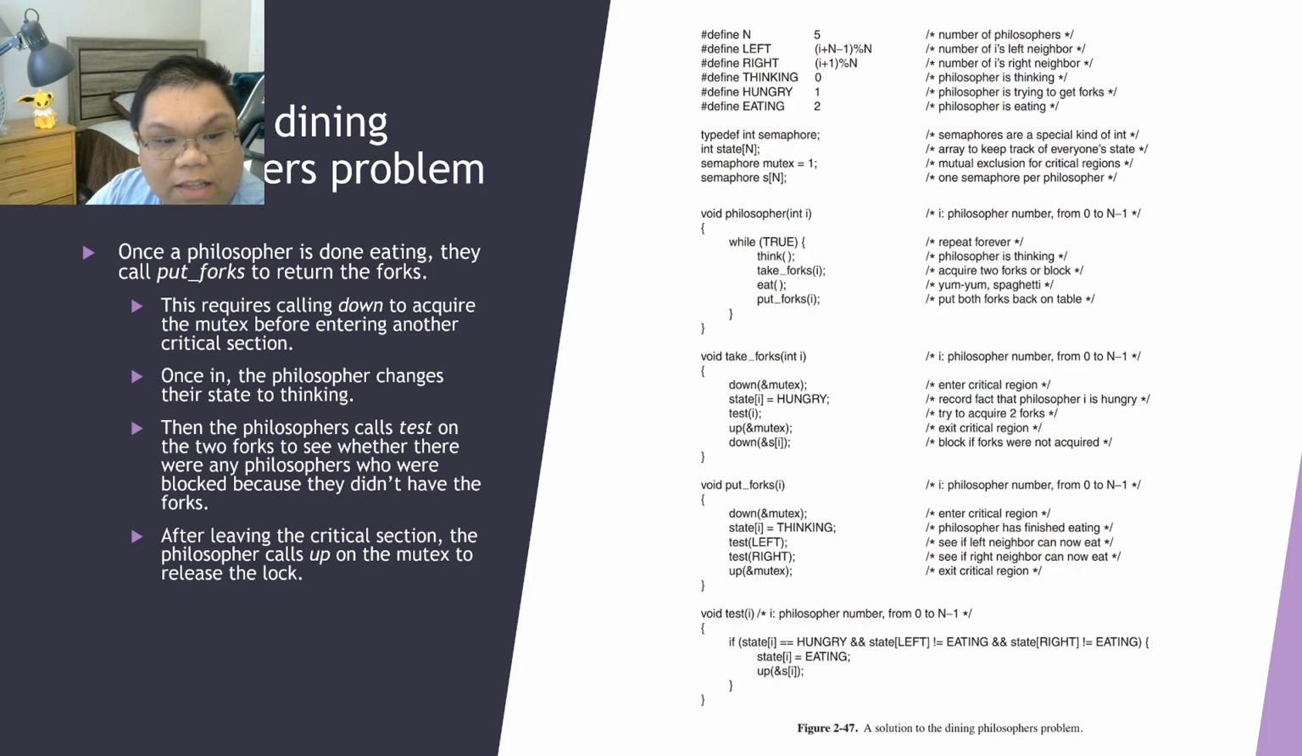Then the philosopher calls test on the two forks to see whether there were any philosophers who were blocked because they didn't have the forks. After leaving the critical section, the philosopher calls up on the mutex to release the lock. Yeah, it sounds a bit more involved, but that's because we want to keep deadlock from happening.